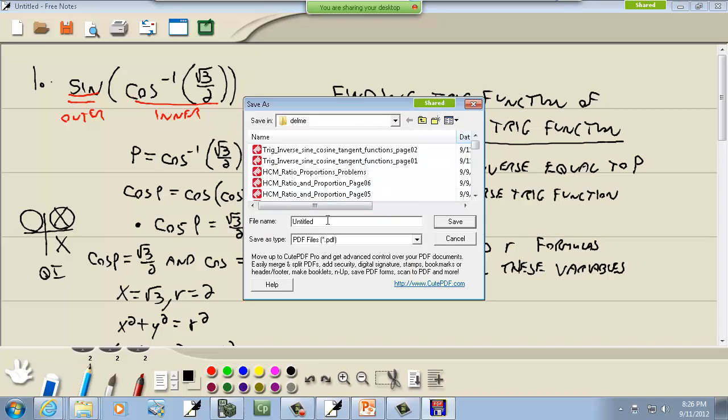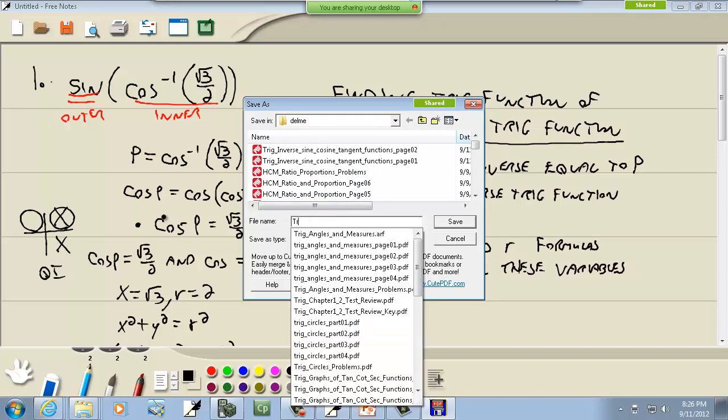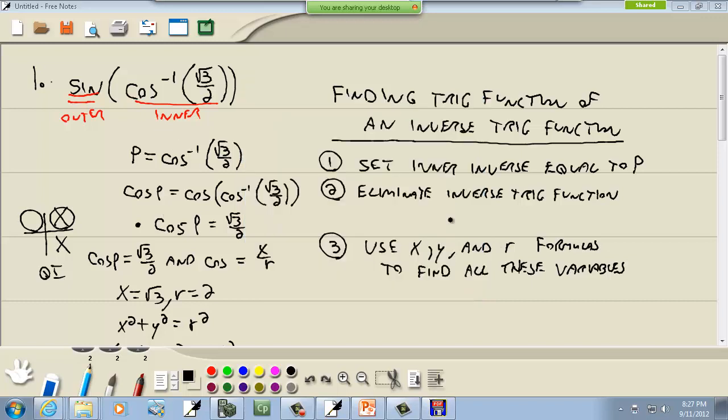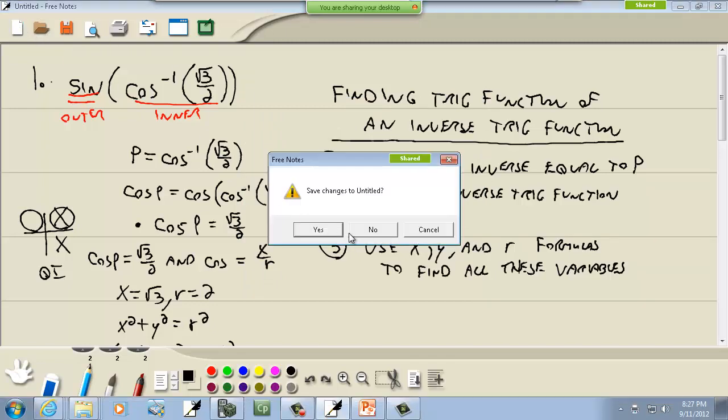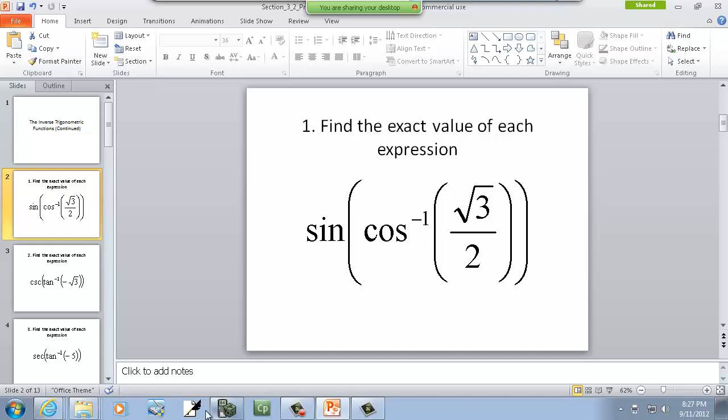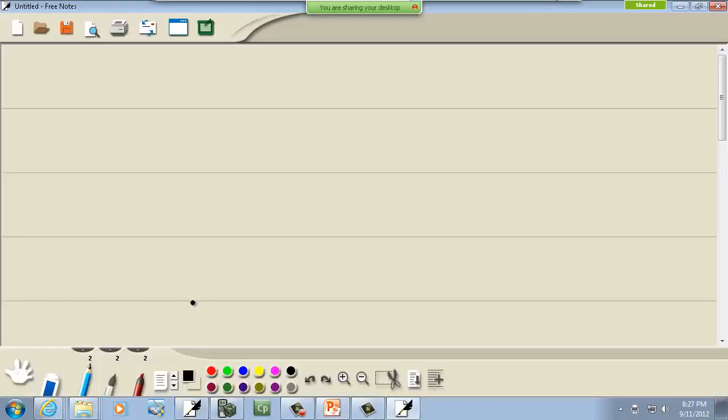So let me save this. Trig inverse trig functions continued. Page 01, PDF. And time for that to blow up, so let me start a new tablet. Okay. Let's look at our second example.